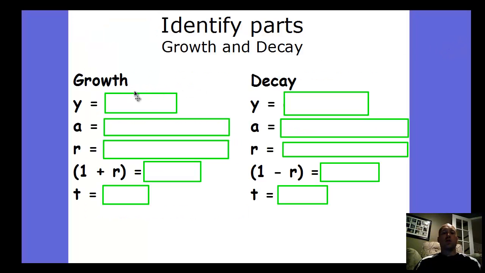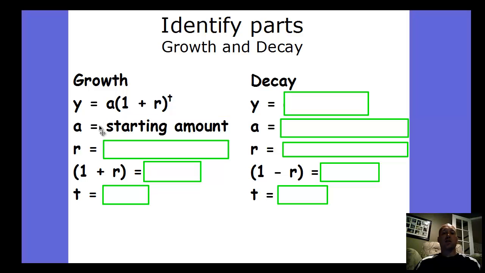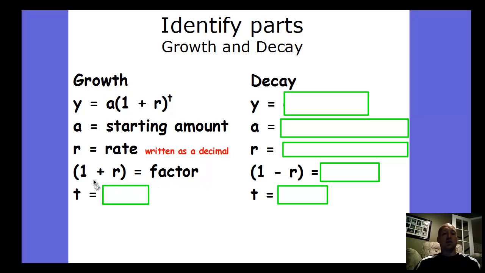So when we're looking at our growth function, here is the general form. A is still the same value. It's our starting value. If R is 0, 1 plus 0 is 1, and 1 to any power is 1. 1 times A is A, so y equals A. This is our starting value. R is the rate, written as a decimal, for how it's growing. You're adding it to the 1. So 1 plus R is the factor, and T is the time of growth.